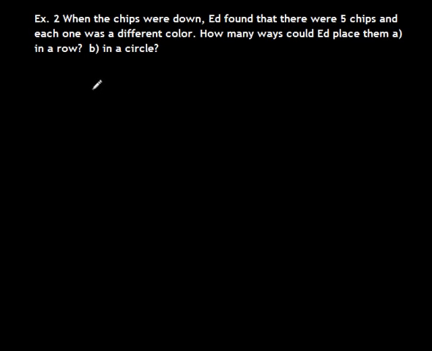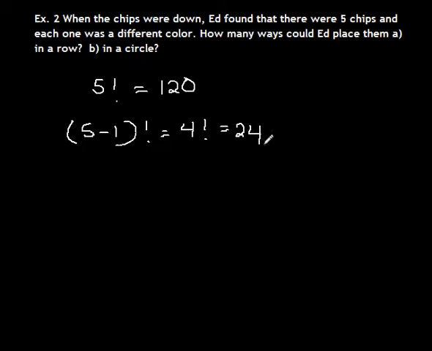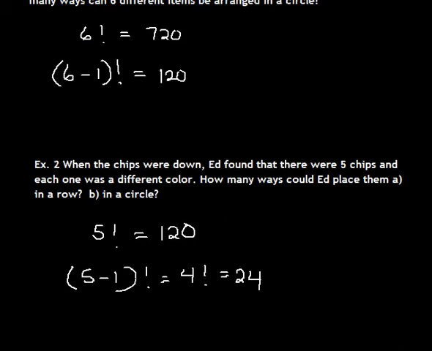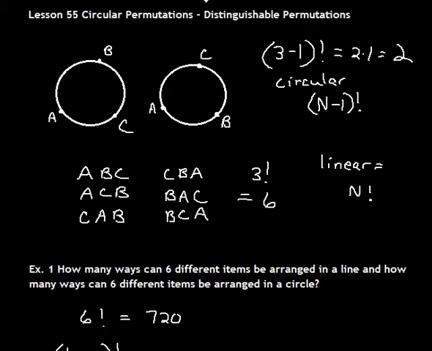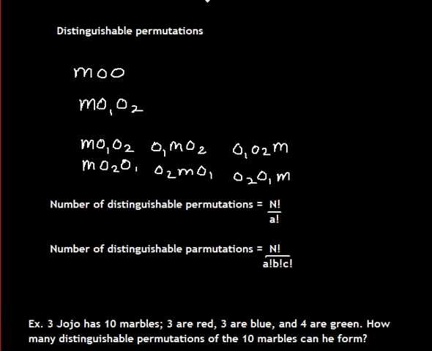When the chips were down, Ed found that there were 5 chips, and each one was a different color. So we have our 5 distinct items. How many ways could Ed place them in a row? Well, putting 5 items in a row, the different combinations would just be 5 factorial. And that's 120 linear permutations. In a circle, you just take 1 away, and then you do your factorial. So it would be 4 factorial, and that would be only 24 circular permutations. That's it, strictly formula. Let's go on to the next part of this lesson, which is distinguishable permutations.